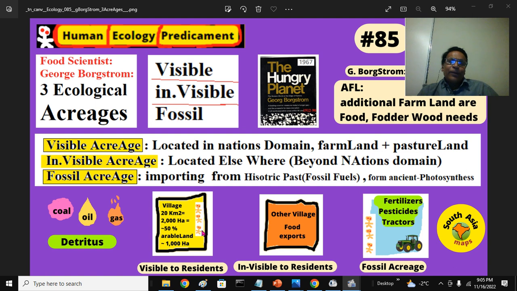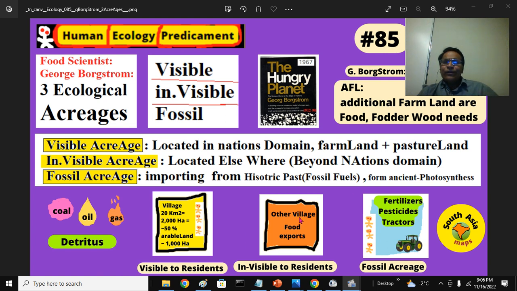Let's say the population of that village is more, instead of 300, let's say 500. And we don't produce enough food or fodder and some wood products, and we import from a nearby village or a distant village. That is invisible. People in this village will still be eating well and doing their normal activities. That place where their additional sustenance comes from another village is called invisible acreage.